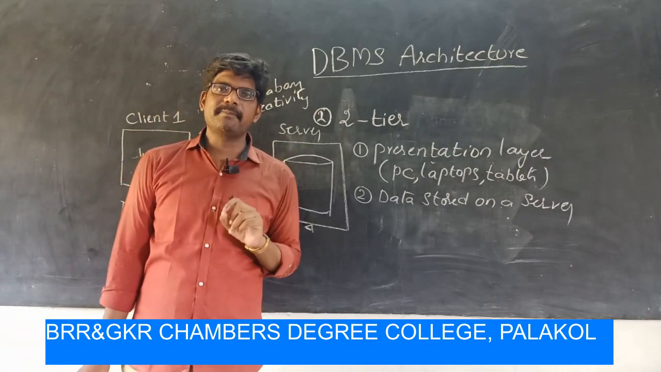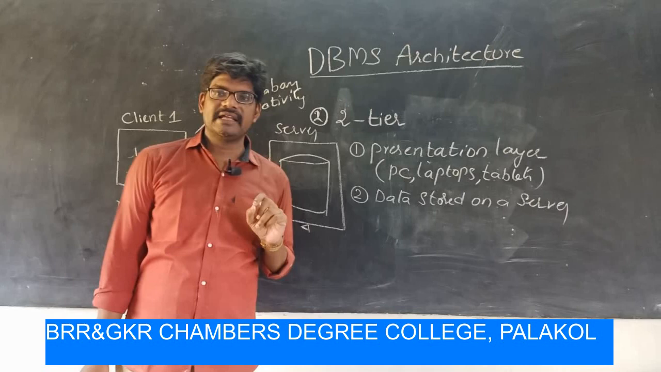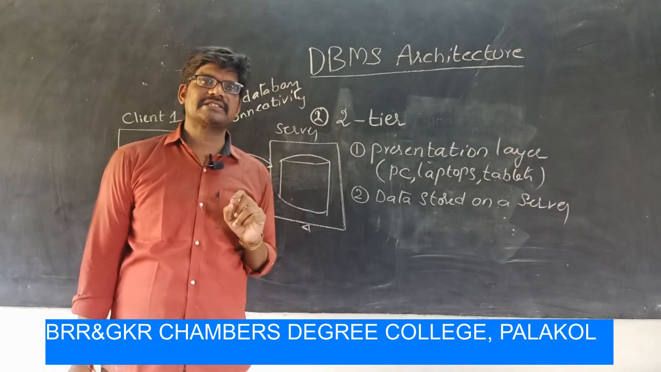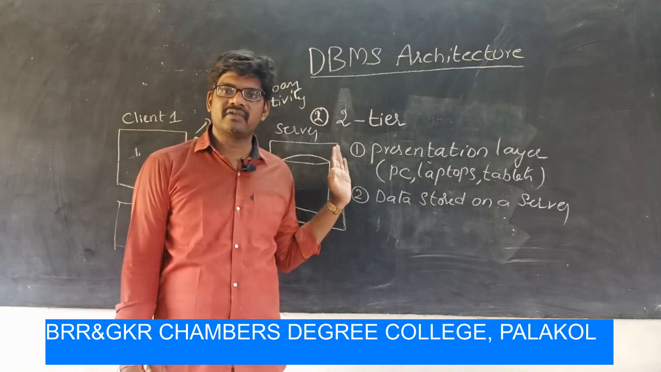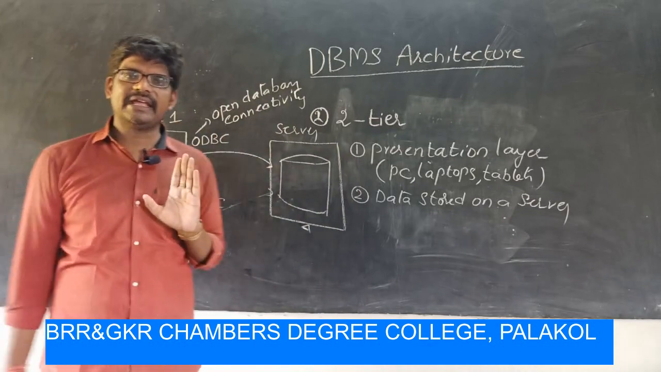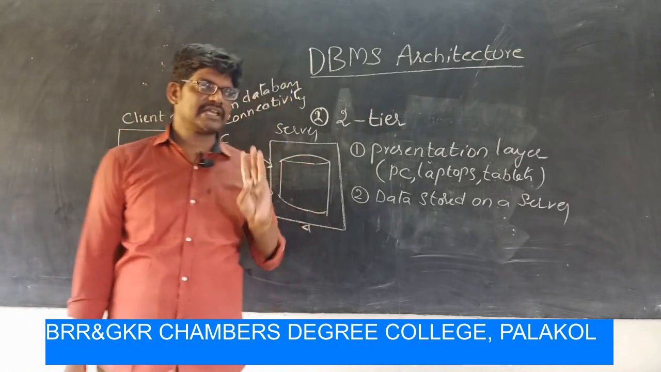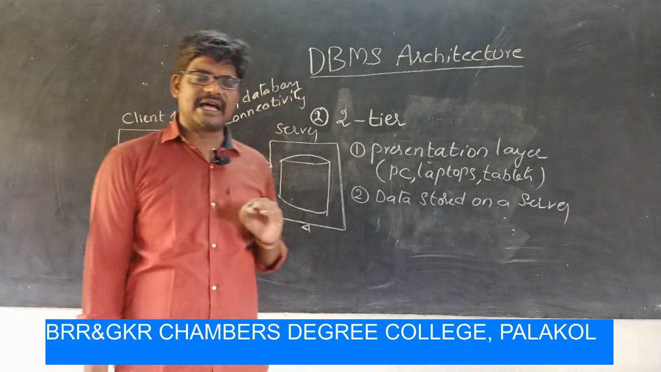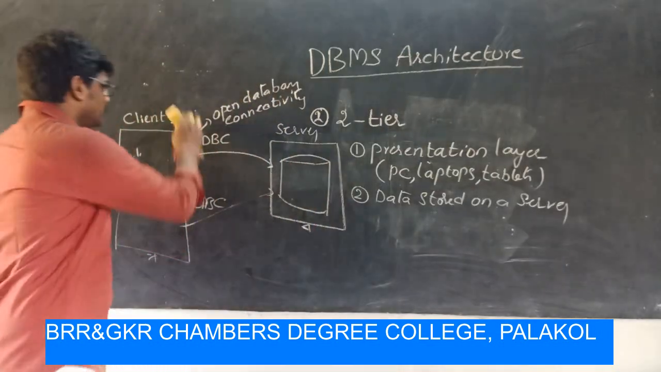And another important architecture is the three-tier architecture. The three-tier architecture is an extension of the two-tier architecture. In the two-tier architecture, we maintain only one server, one database, and one client. Whereas in three-tier architecture we are using three layers. One is the presentation layer, another one is the application layer, and the next one is the database server.